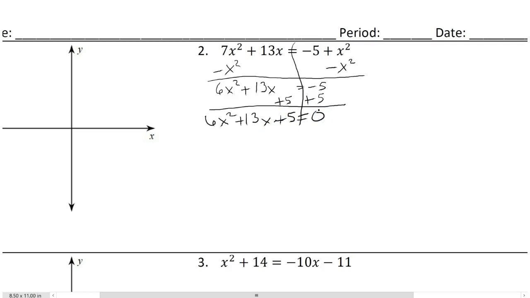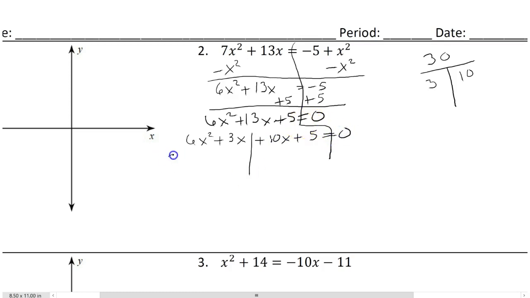To factor this, we need to multiply 6 times 5, which gets us 30. We need two numbers that multiply to 30 but add to 13. These are 3 and 10. Now write four terms: 6x squared plus 3x plus 10x plus 5 equals 0. Factor by grouping. The greatest common factor on the left side is 3x.